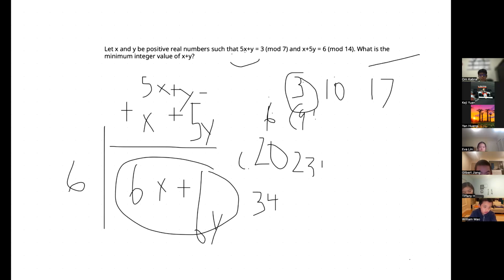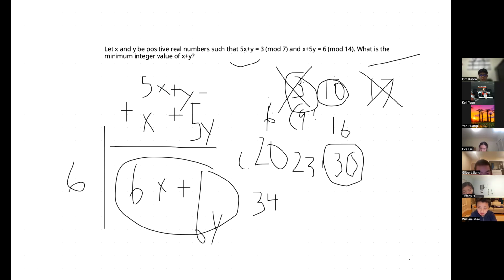For 10, we have 16 with the 6, and with the 20, we have 30. This is our first number that's divisible by 6. And 17 can't work for the same reason as 3 because it's odd. So we have 30 is 6x plus 6y, so x plus y is 5. So is the answer 5? Yeah, that is the correct answer.